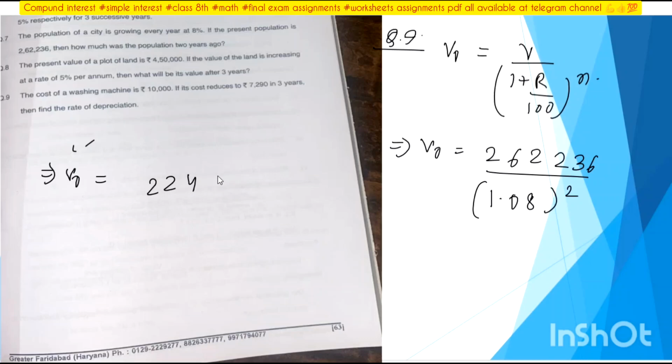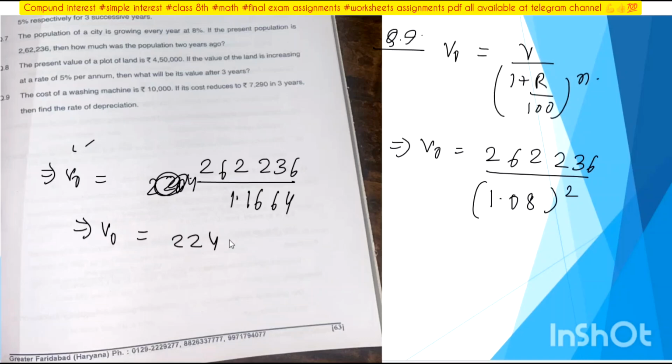Sorry, 262,236 divided by 1.08 squared. What will 1.08 squared be? It is 1.1664, right? So dividing, see what comes: V naught is equal to 224900. So this is the population 2 years ago.